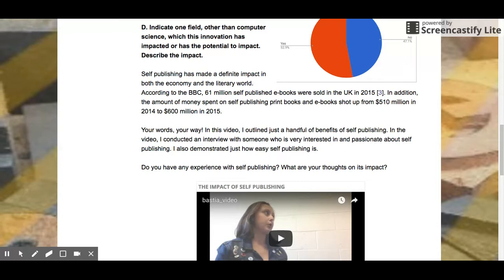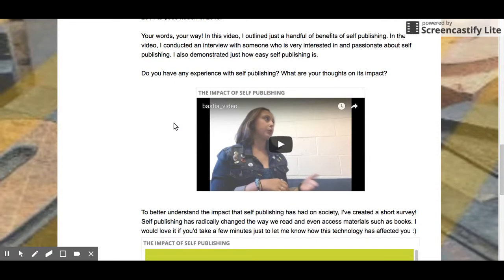So according to the BBC, 61 million self-published ebooks were sold in the UK in 2015. 61 million. That is a lot of books. That means the amount of money we're spending on these books, both the authors funding their creations, or even people buying these ebooks, has shot up quite a lot. So, the economy is definitely feeling these effects.